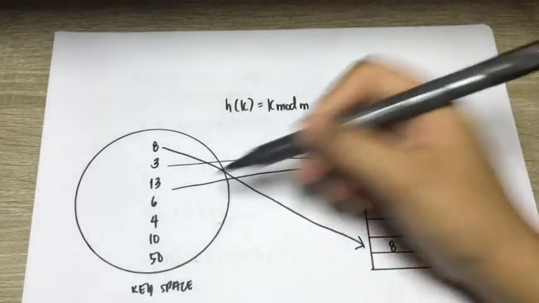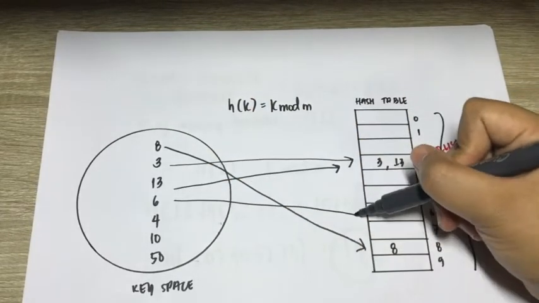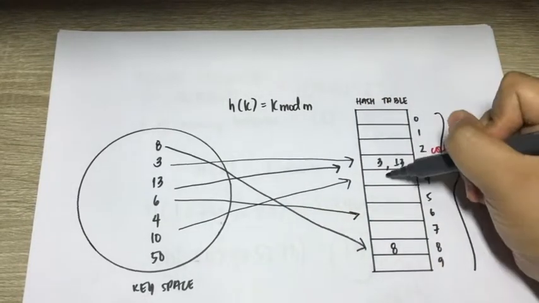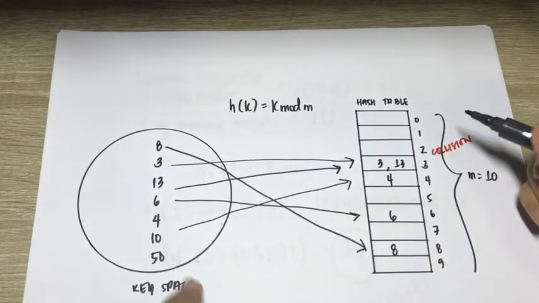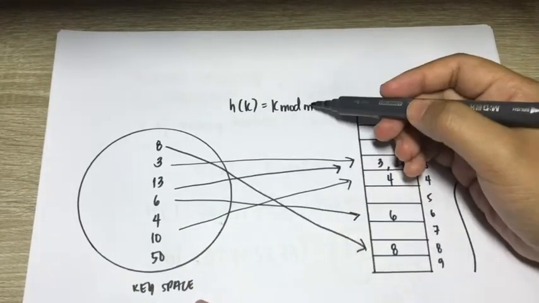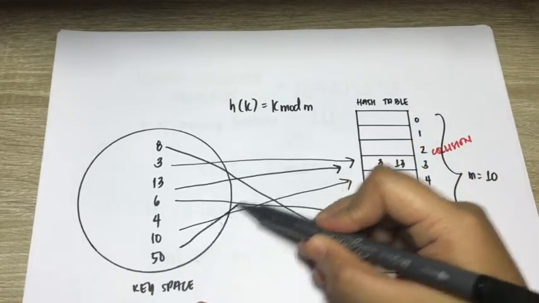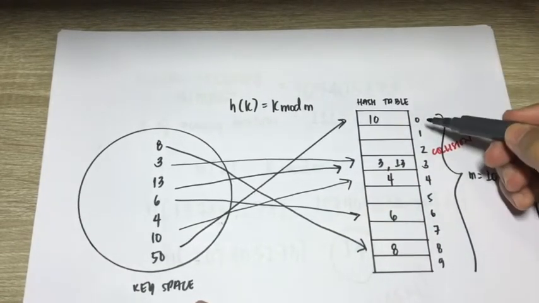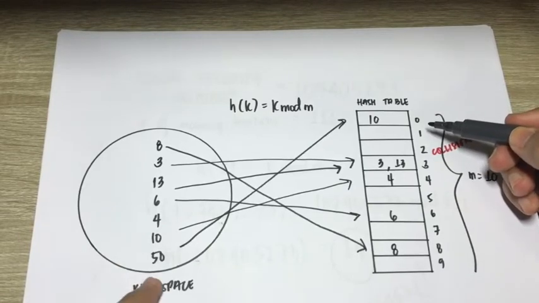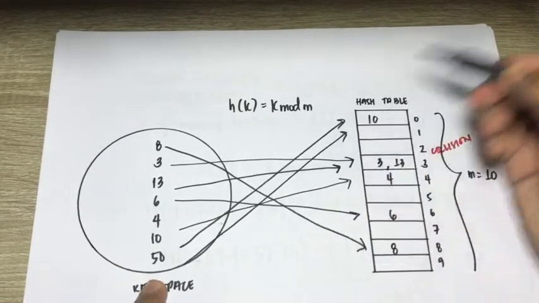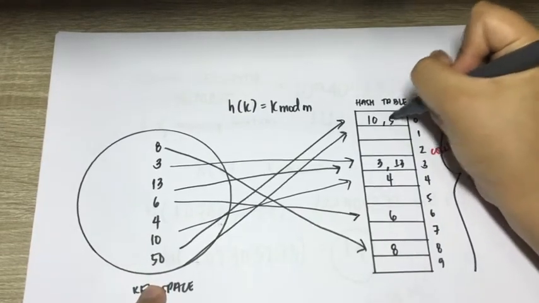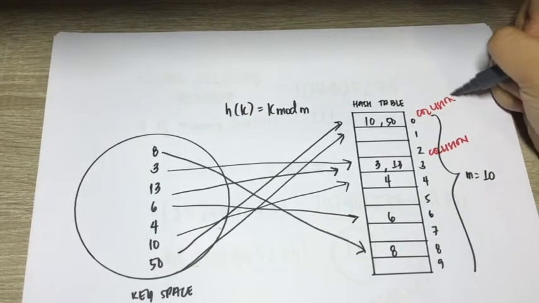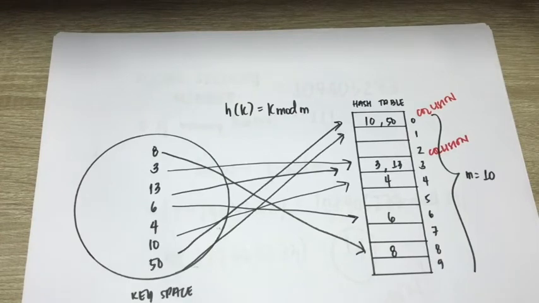Next, we have 6. 6 is mapped under memory location 6. Next, we have 4. Then we have 10, so 10 modulo 10 will be 0. So 10 will be situated on memory location 0. And lastly, the key 50 is also situated on memory location 0. Again, there is a collision in this given case. Now, how are we going to counter or resolve collision?